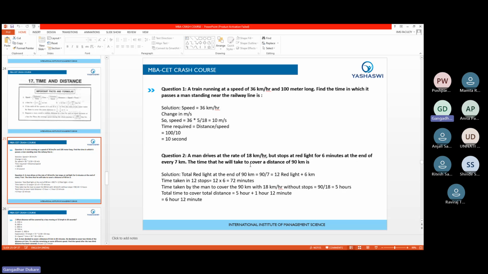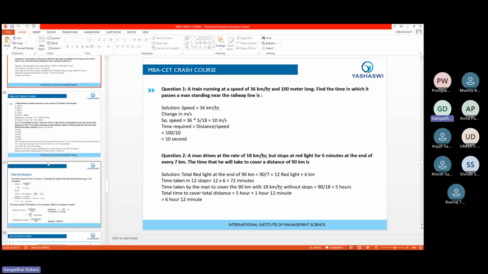The time taken by the man to cover 90 kilometer without stops is 90 divided by the rate of 18 kilometer per hour, that is equal to 5 hours. So the total time to cover the total distance is 5 hours plus 1 hour 12 minutes, that is equal to 6 hours 12 minutes. Okay, both problems are different. Yes.